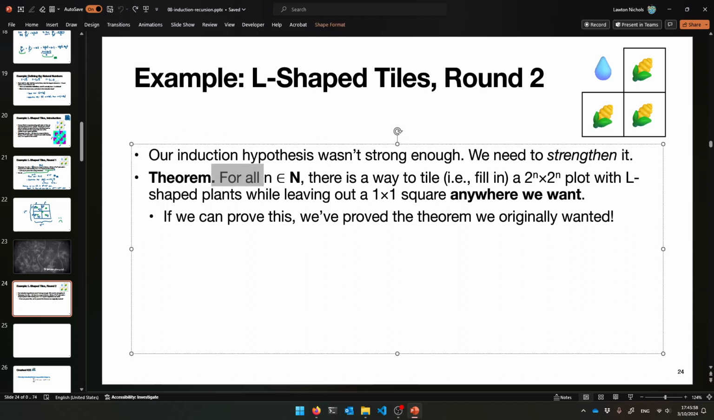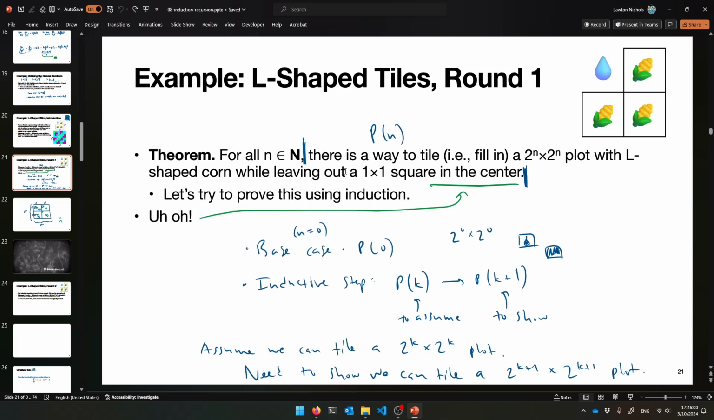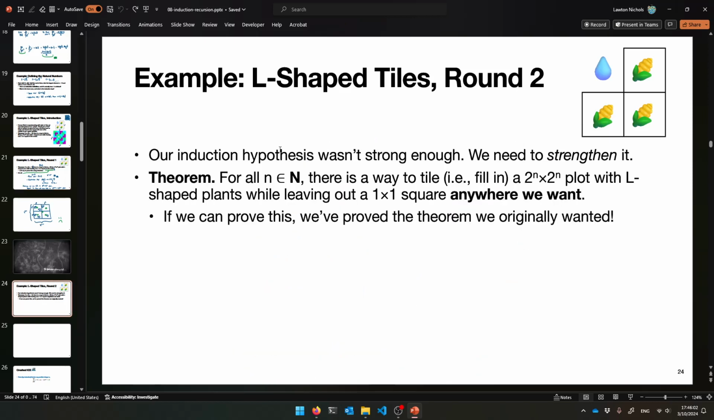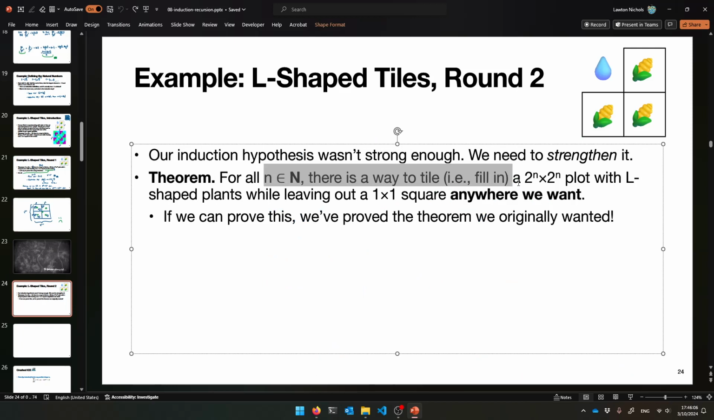Here's the new theorem. Look at the difference between this one and this one, like leaving out one in the center. Here's what we're gonna do. For every natural number n, there is a way to tile a 2^n by 2^n plot with L-shaped plants while leaving out a 1 by 1 square, not just in the middle this time. We're gonna prove that we can leave it out anywhere we want, all right? And so this seems like it's harder to prove, but it's actually gonna be easier.